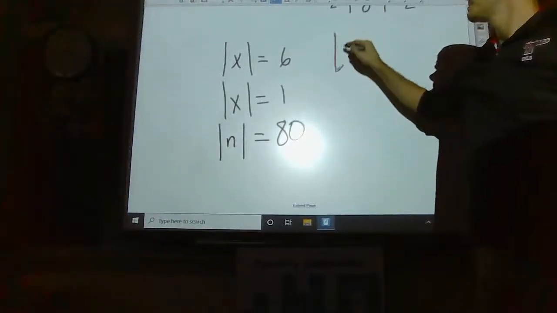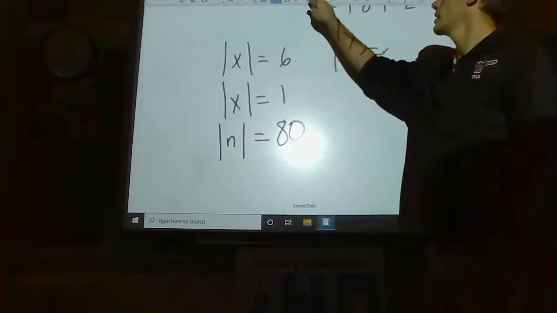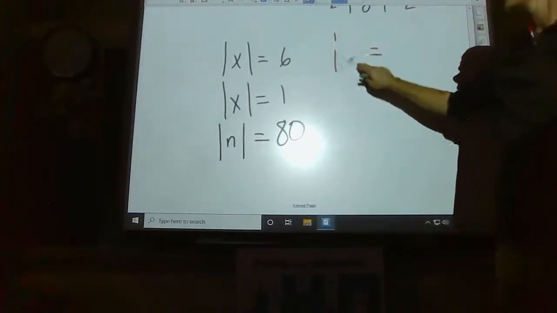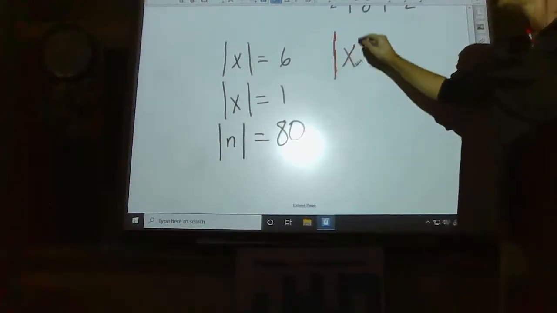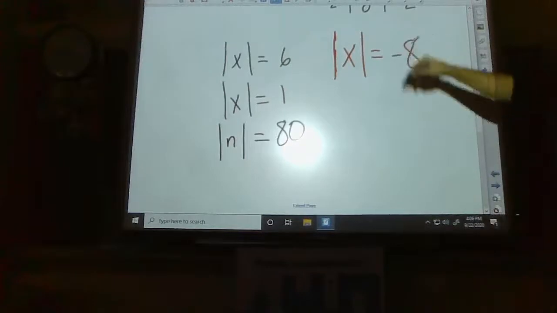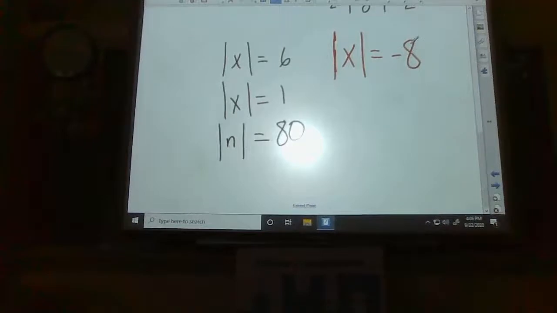Switch these to a different color. Whoa, I don't look right. Let's fix that a little bit. What if they do one of these? Uh-oh. Now we got a problem, right?